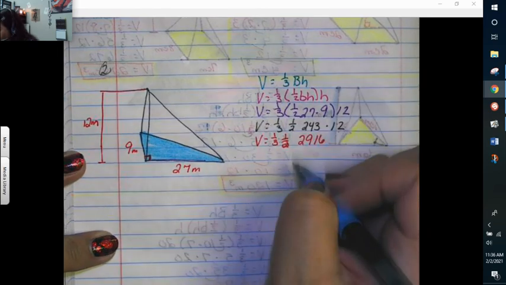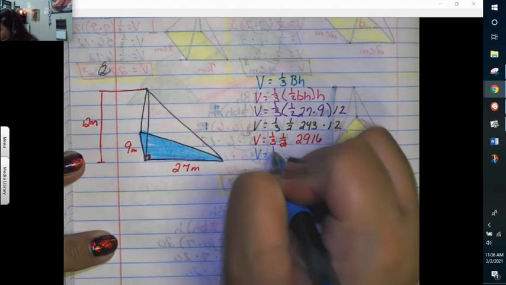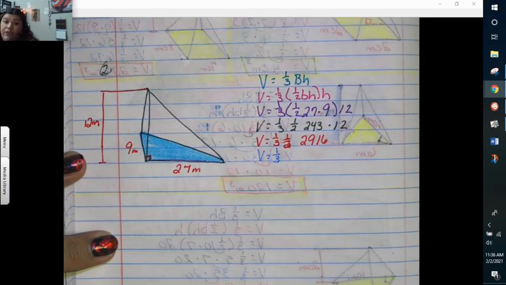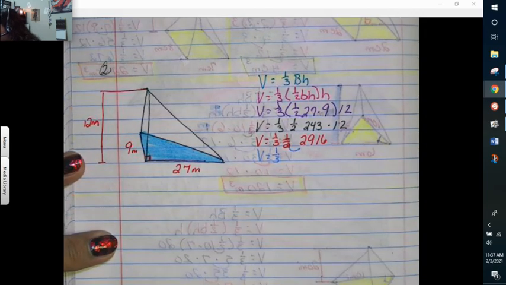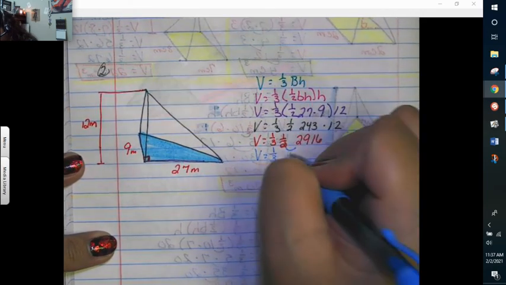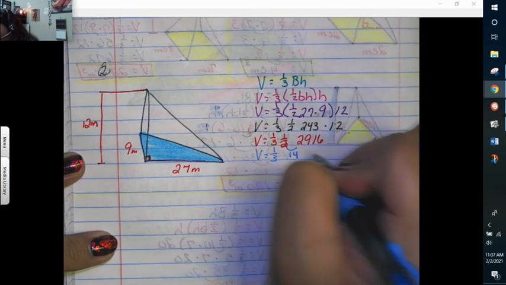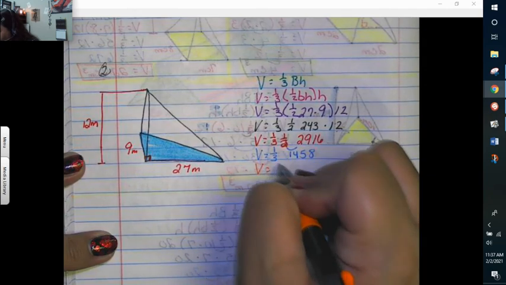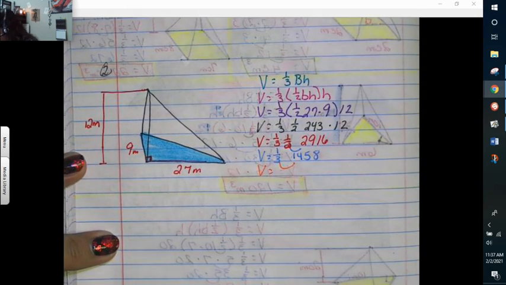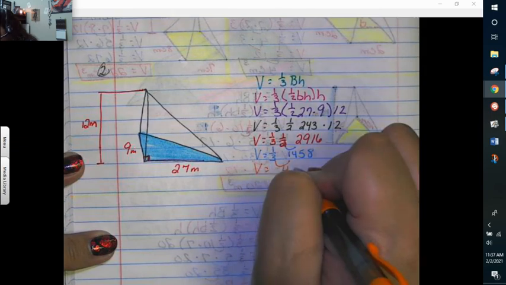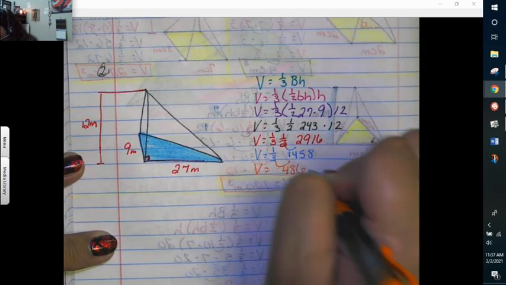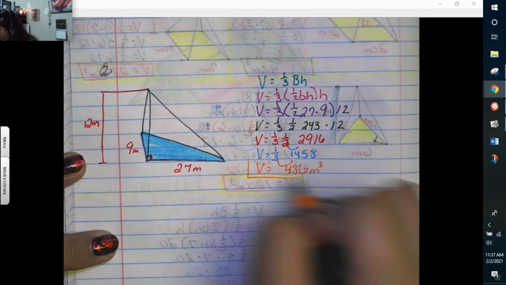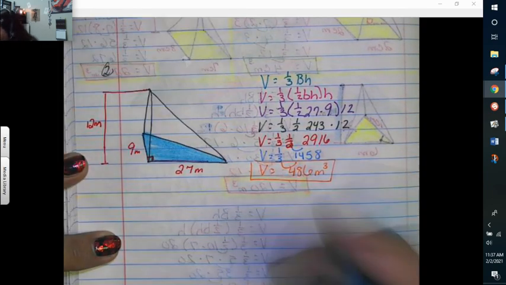Okay. Now I can, well, you could have done 1/3 times 1/2 is 1/6 and divide the whole thing by 6. I'm going to show you how to get the same answer, okay? But if you want to do it this way, it's fine. So 2916 divided by 2 gives me 1,458. And then I can do 1,458 divided by 3 gives me 486 meters cubed.